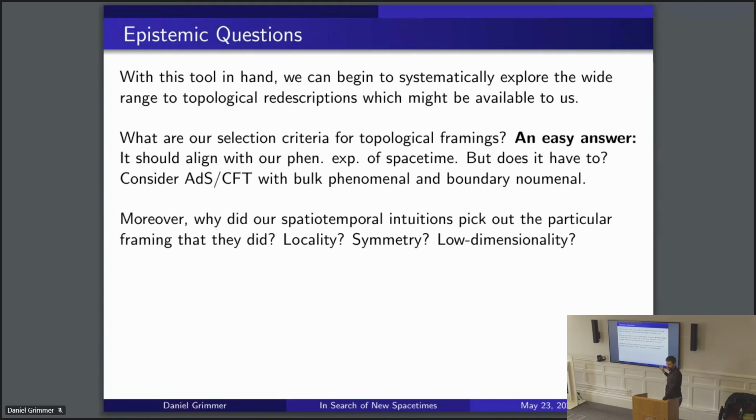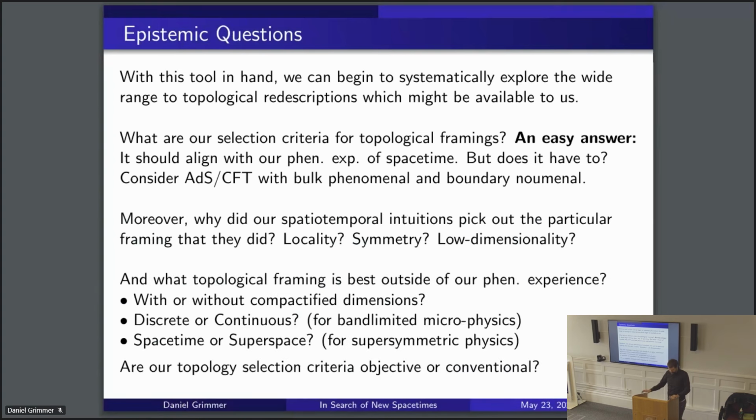I mean, we can start to explore which of these is actually the deciding factor, and what topological framing is best outside of our phenomenal experience. So we all see the world as macroscopically 3+1 dimensional, but if there were compactified dimensions, do we want to include them in our physics, or we could do this topological redescription to get rid of them at the cost of adding a bunch more field content?